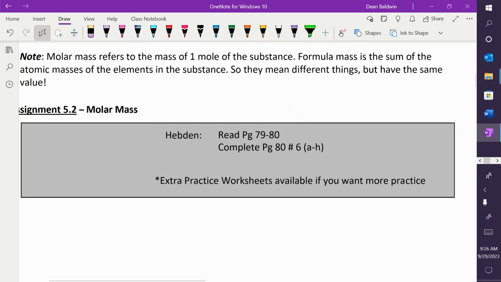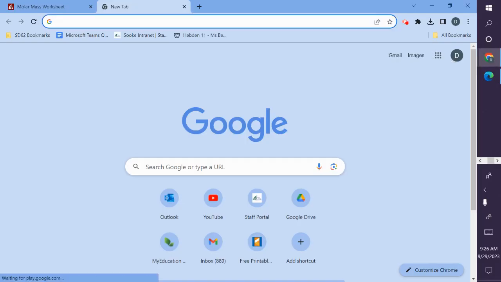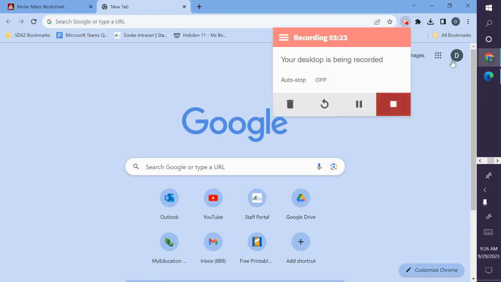All right. So before we move on, just to make sure that we understand this, I would like you to grab a Hebden. Do question 6A to H. It'll be very quick, and then we're going to move on with some more unit conversions. Okay. So I'll give you about 10 minutes to do those questions.